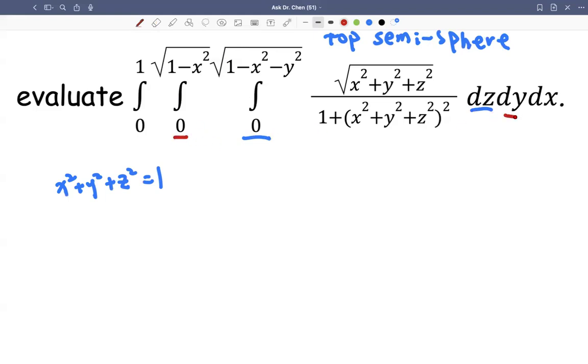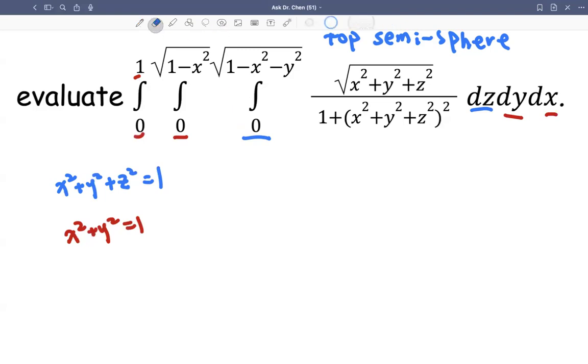Then the y direction goes from 0 up to this semicircle, right? Because x squared plus y squared equals 1 is a unit circle centered at the origin. In the y direction, the lower limit is 0, and the upper limit is the square root of 1 minus x squared, so the top semicircle. Then the x direction goes from 0 to 1, constant. So how do we evaluate this triple integration?